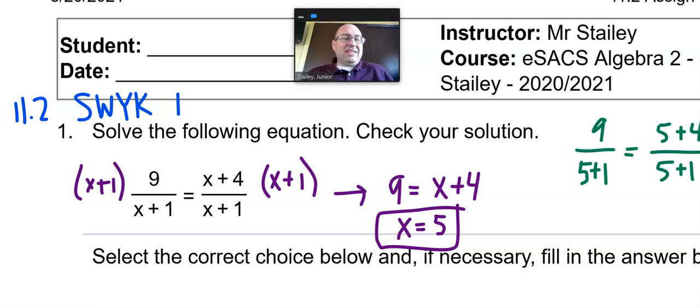We're back with Section 11.2, Swyk number 1. Now we're getting into solving rational equations. So how does that work? What does that look like?